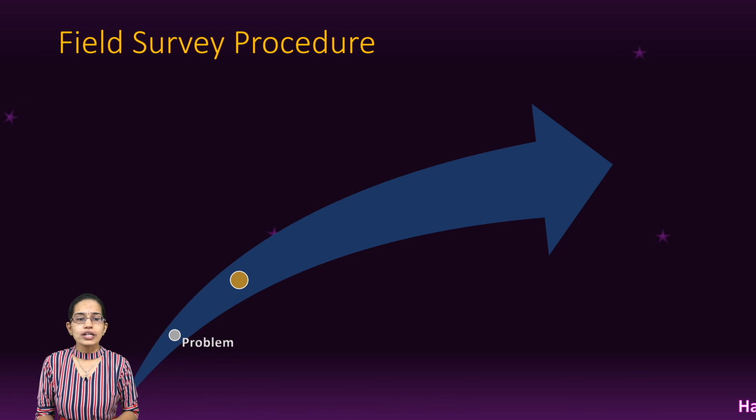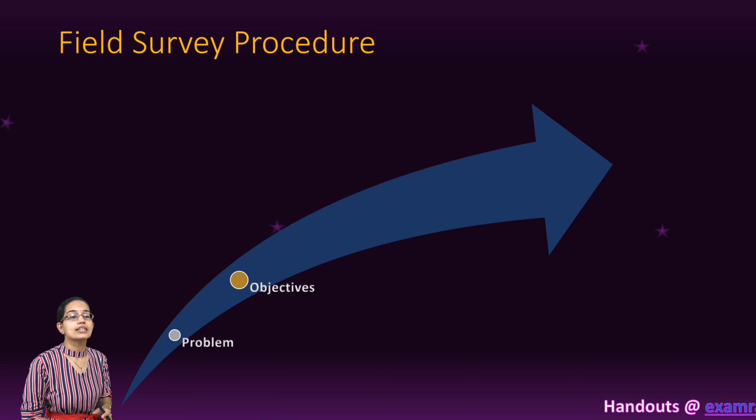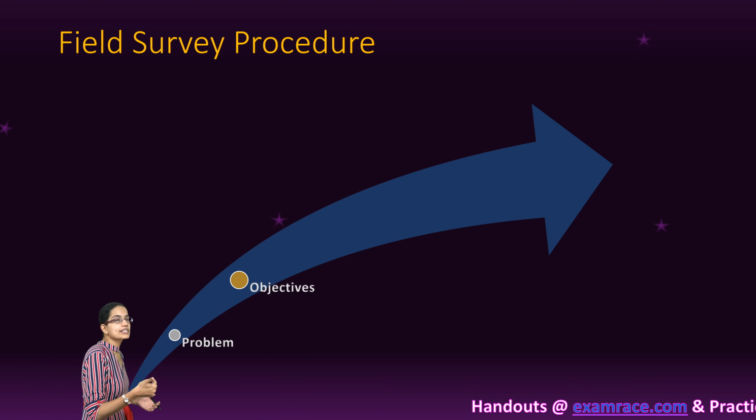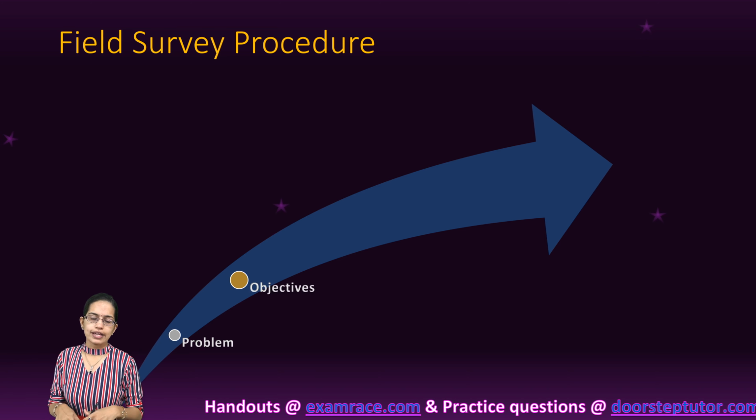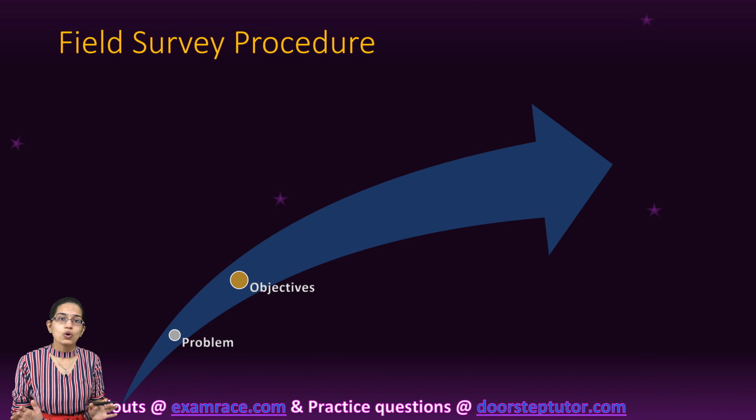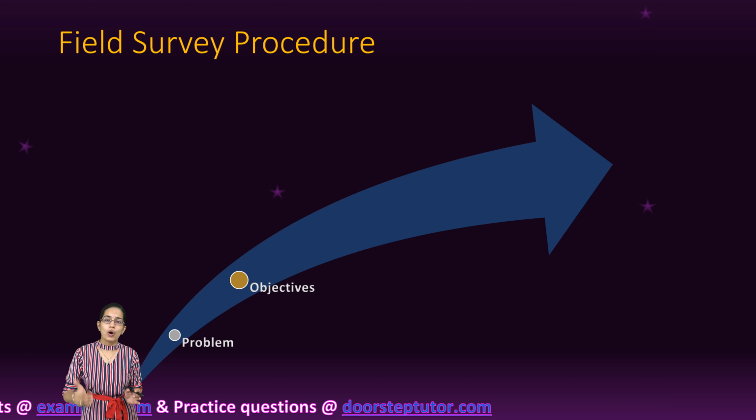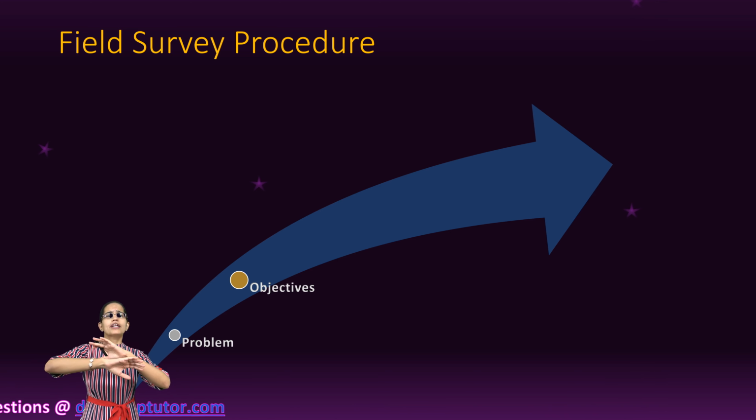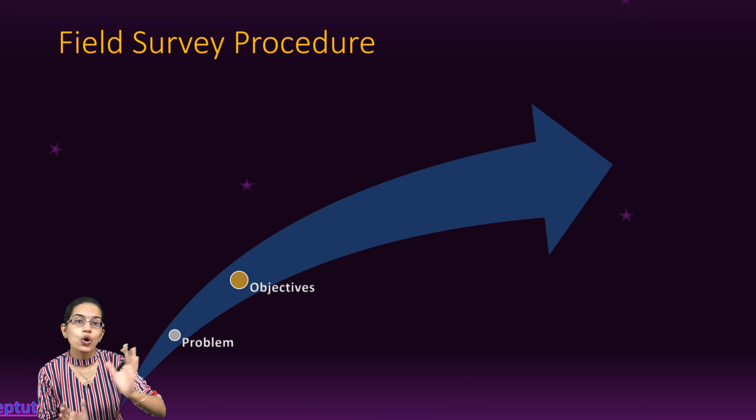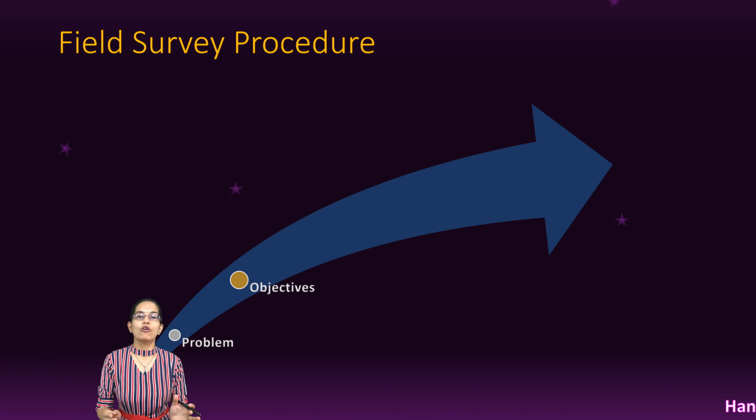The next important thing that we try to understand here is objectives. Objectives imply we create a kind of outline, what all things we will take into account, how we will acquire the data, how we would analyze the data. So a kind of broad framework of the whole process would be part of your objective.